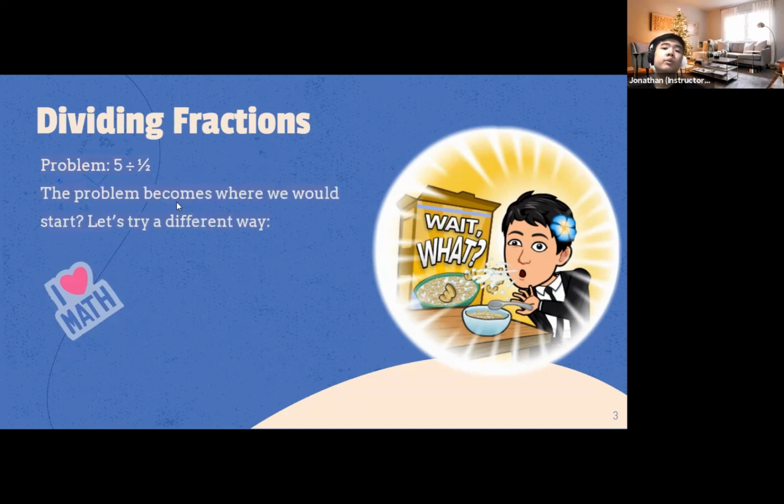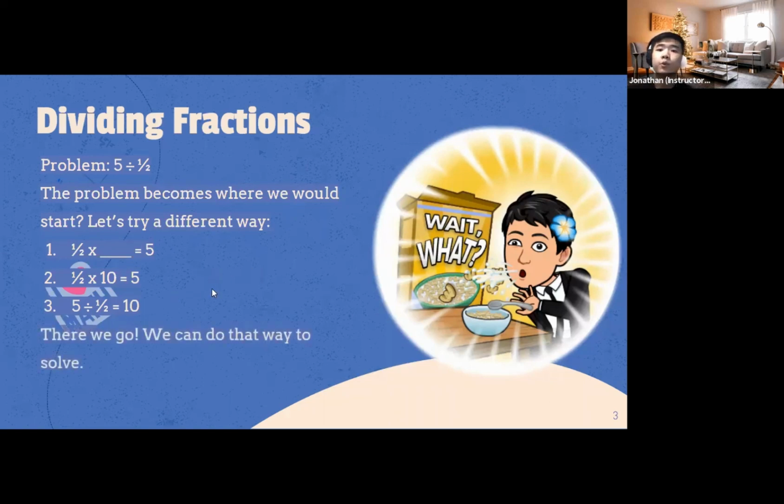So where could we start? Instead of doing it directly, let's try something else. Let us try 1/2 times blank equals 5. So the number that would equal 5 is 10, because 10 divided by 2 is 5. So the number that when you multiply times 1/2 equals 5 is going to be 10. Okay, that just means 5 divided by 1/2 equals 10. So we can do it that way.